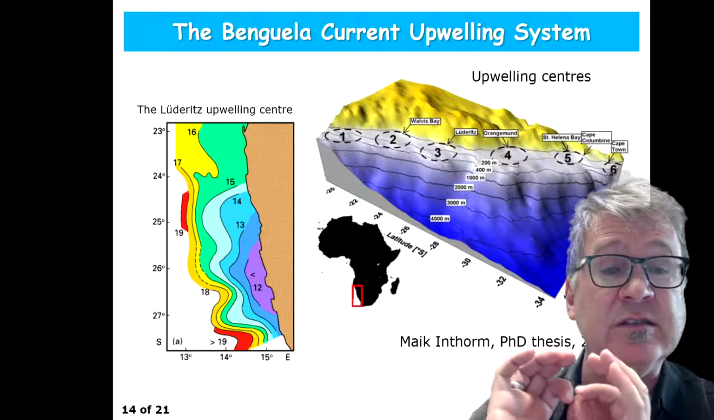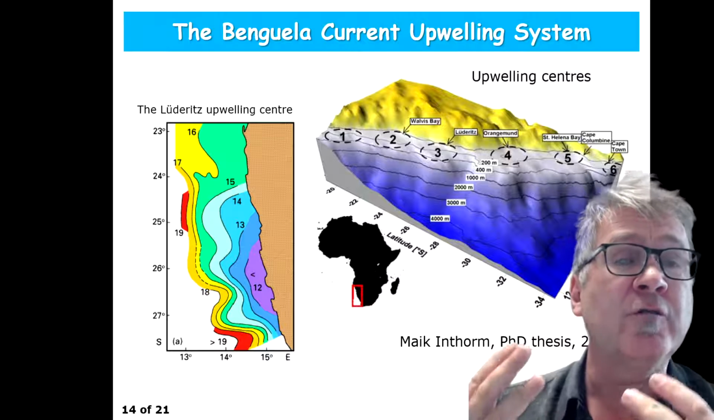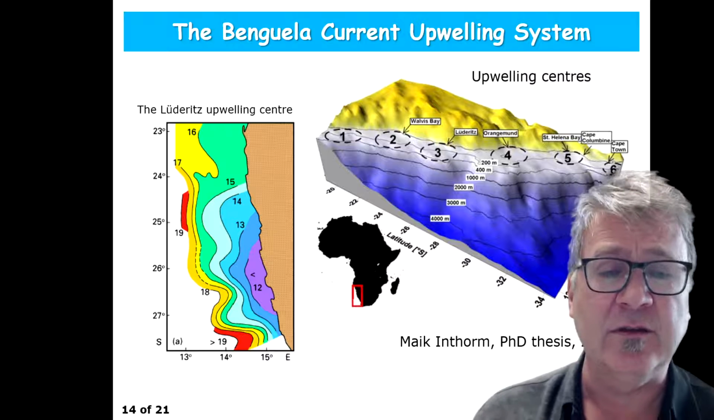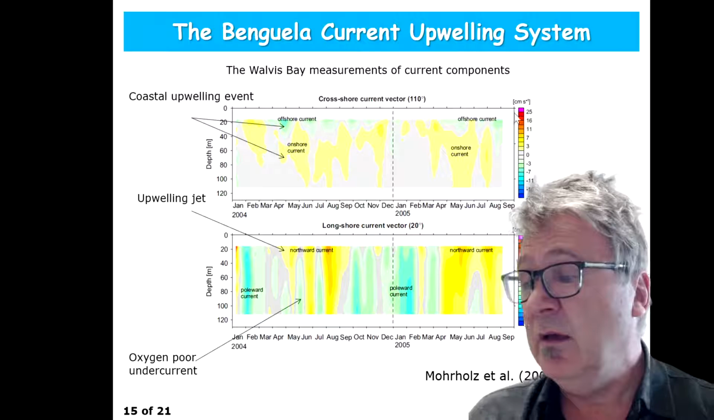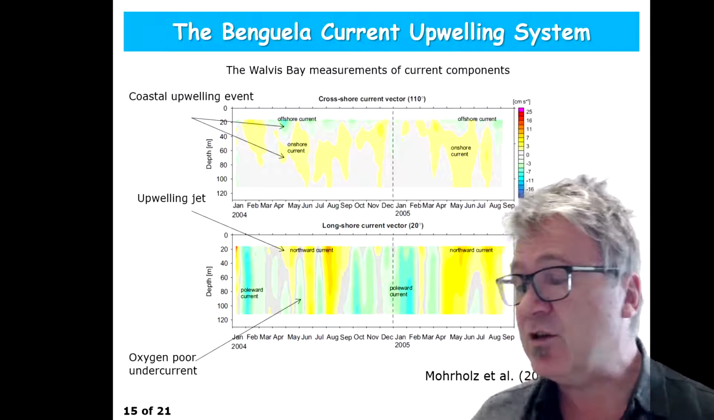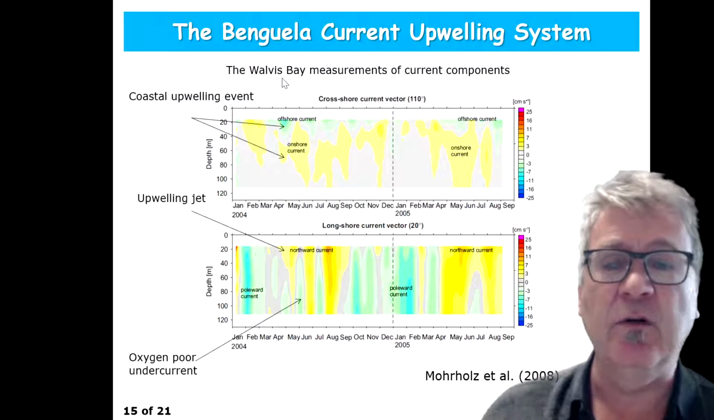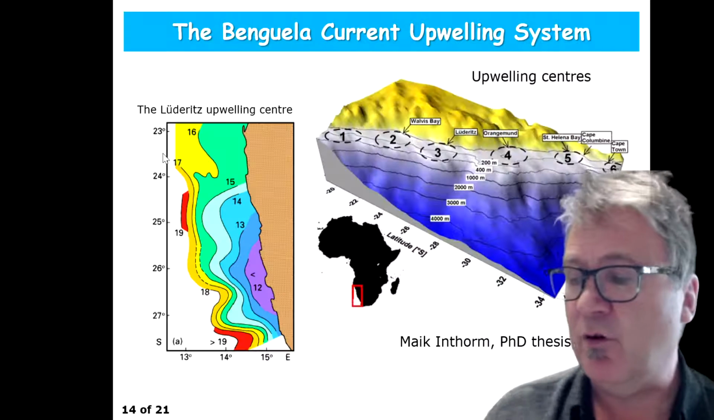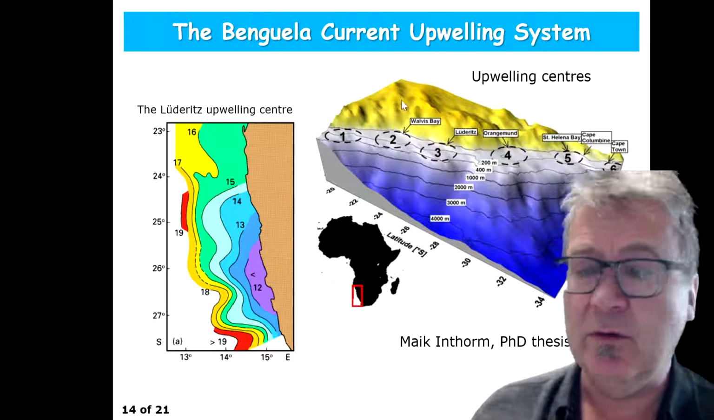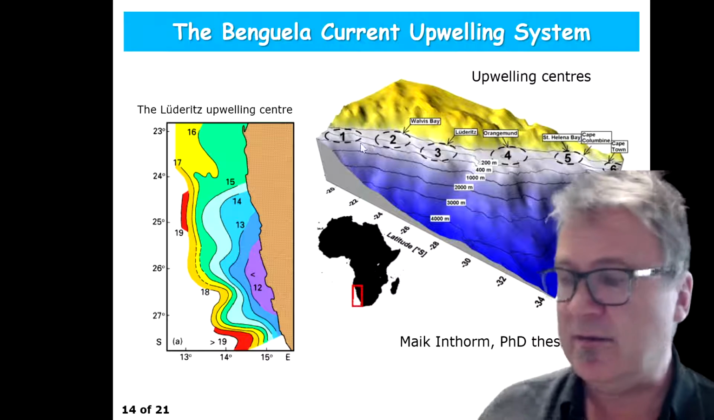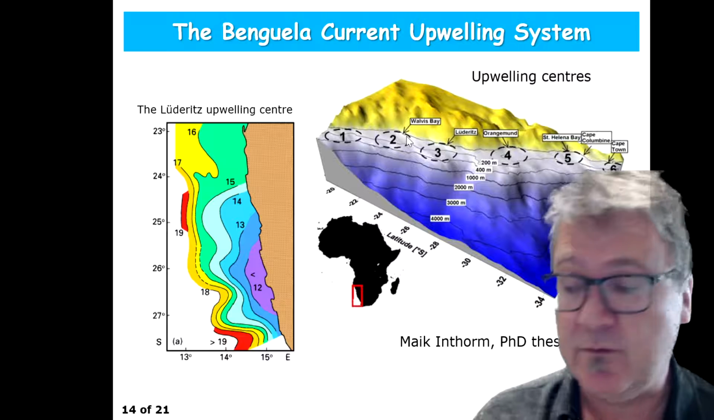All right, so this is one feature. I want to show you some observations of currents associated with the system. Okay, let's see on the next slide. Here are Walvis Bay measurements of current component. So let's see whether Walvis Bay is on the previous slide. We just go back one. This Walvis Bay is one of the northernmost upwelling centers here. And you see this is number 2, and we have some measurements.